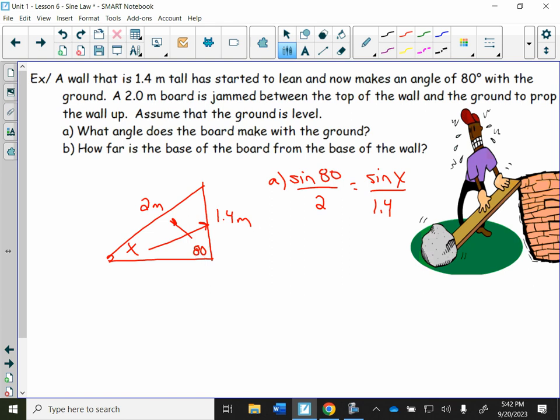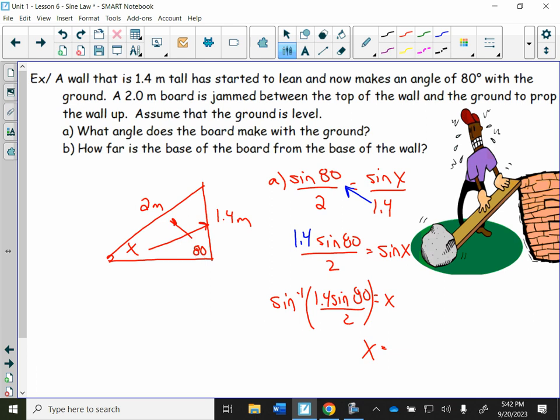I want to get the x by itself, which is an angle, which means I need an inverse. But I can't do it directly. I have to get rid of that 1.4 first. So it's going to come up. It's going to cross multiply. And then divide by 2. I want to know what x is. So I'm going to take the inverse of this mess of stuff. And I'm going to let my calculator do my work for me because my calculator is smarter, remembers the numbers better. It gave me 43.6. See if you guys agree with that.